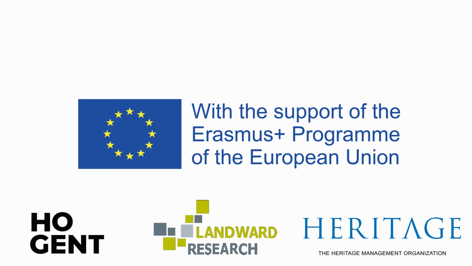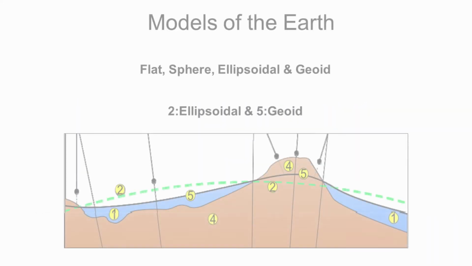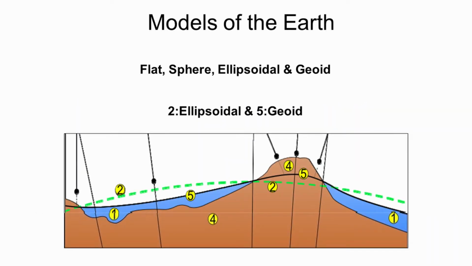One of the defining features of GIS is their ability to combine spatially referenced data. A frequently occurring issue is the need to combine data from different sources that use different reference systems. This video looks at some of those issues.